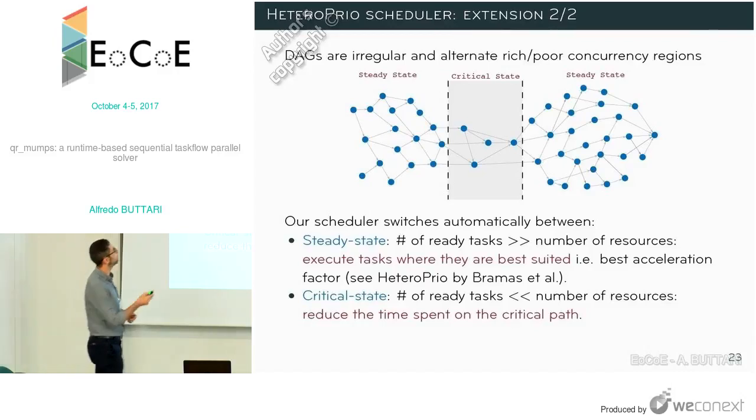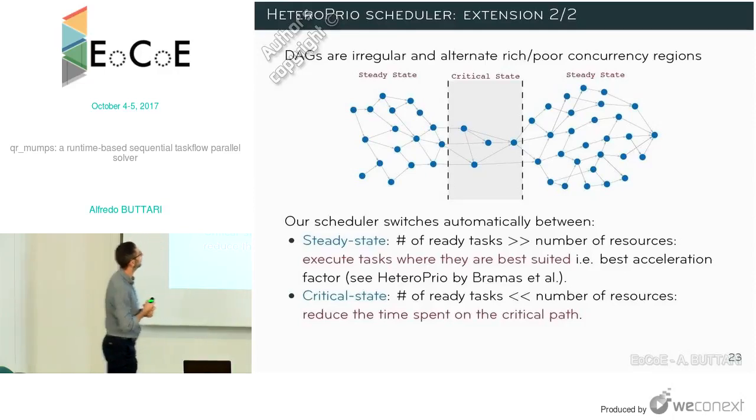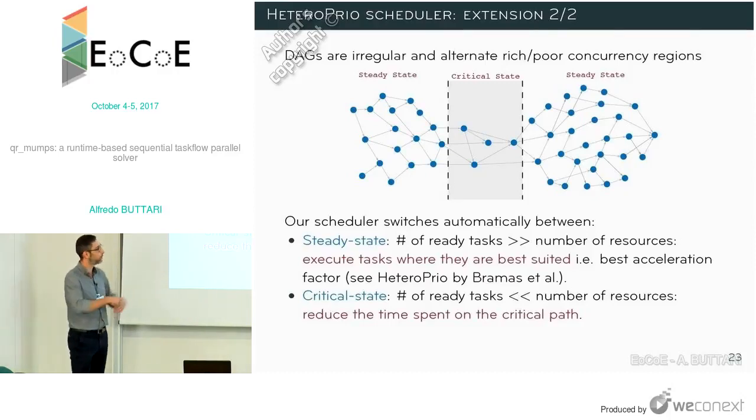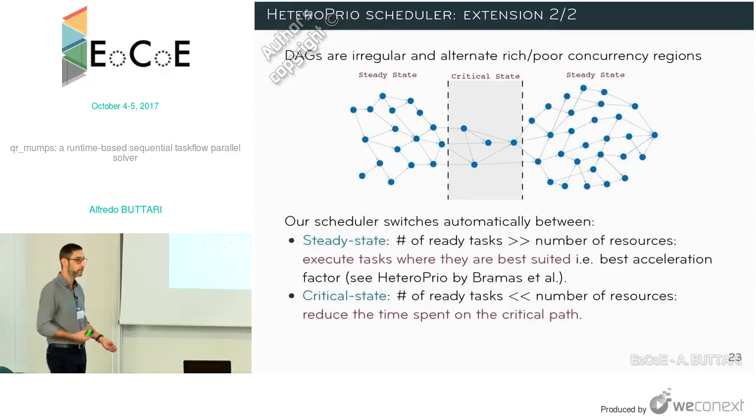And so our scheduler is capable of switching automatically between two states, one which we call the steady state and one which we call the critical state. So in the steady state, we have lots of concurrency, we have lots of tasks. So we know that we can feed all the processing units, so what we want to do is give a task to the unit which can execute it fastest. So we want to have the best matching between a task and a processing unit.